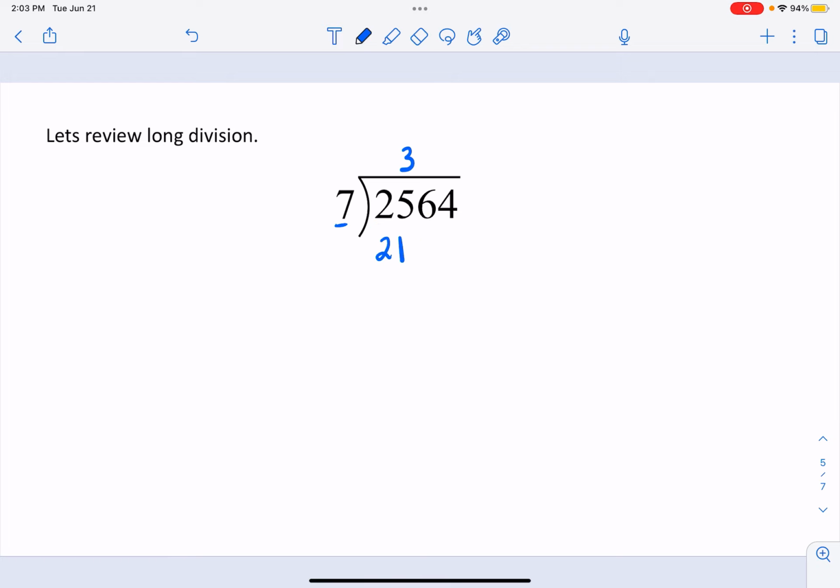Okay. And then remember we subtract. And I get a 4. That 4 should always be less than the 7. Okay, so then I bring down the 6. 7 goes into 46 6 times. 7 times 6 is 42. I subtract. And 46 minus 42, well, that's 4. And that's, again, another 6.